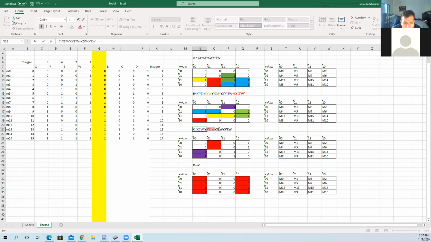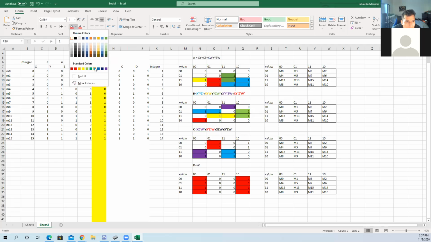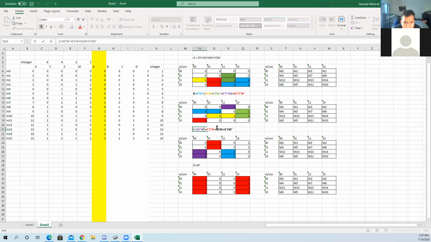And then here, let's make it blue. And let's make this one blue. So in that one, the X is not changing, it's the same for both of them. And then here, the ones that are not changing, well, it's both of them, 1, 1. So that will be X, W, ZW.